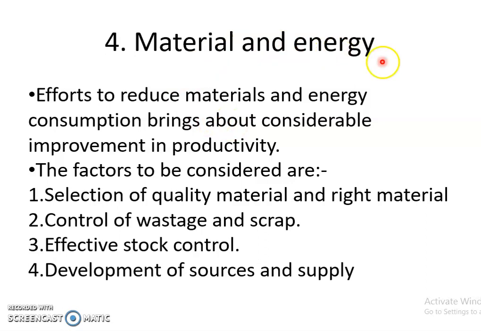So next one is the material and energy. Every industry takes efforts to reduce materials and energy consumption. Ultimately, if you reduce the material and energy consumption, it will have more impact on improvement in the productivity, as we are using less inputs. We are reducing the materials and energy, that means we are reducing overall inputs. So output will be same, and input is reduced, that means productivity increases.